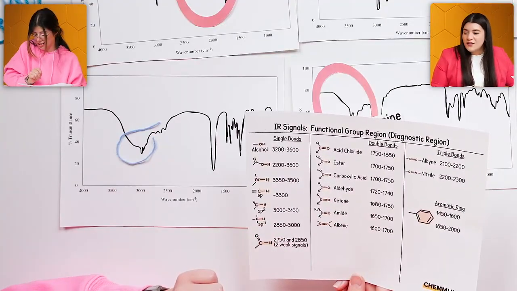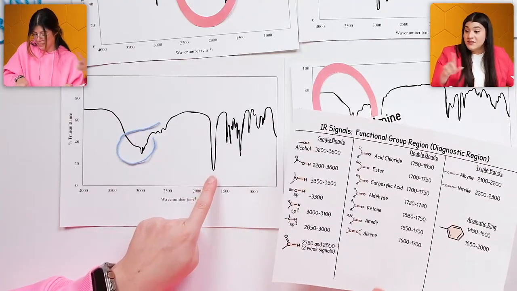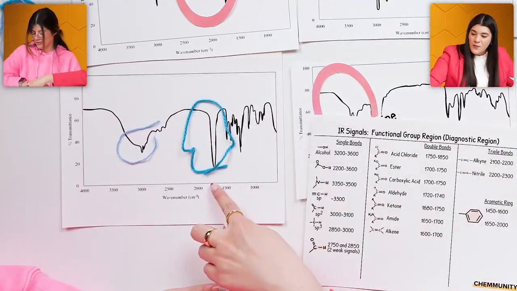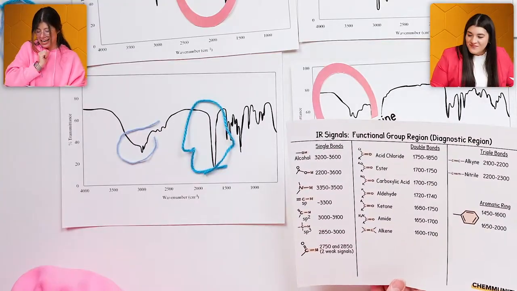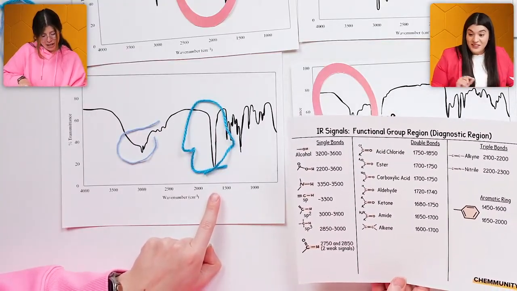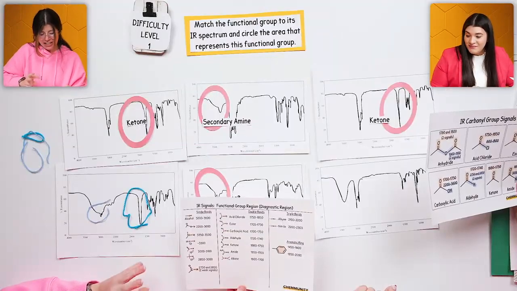What other peak do you think would be important? This one. Good, let's circle it. What's that probably telling us? It's a single peak again, and it's around the 1700 mark. So is it another ketone?